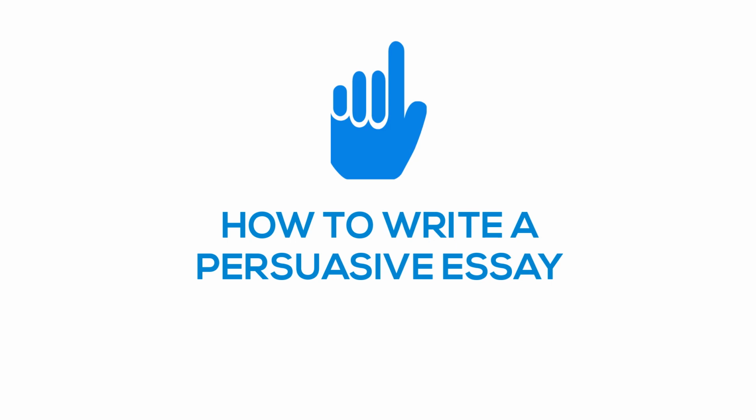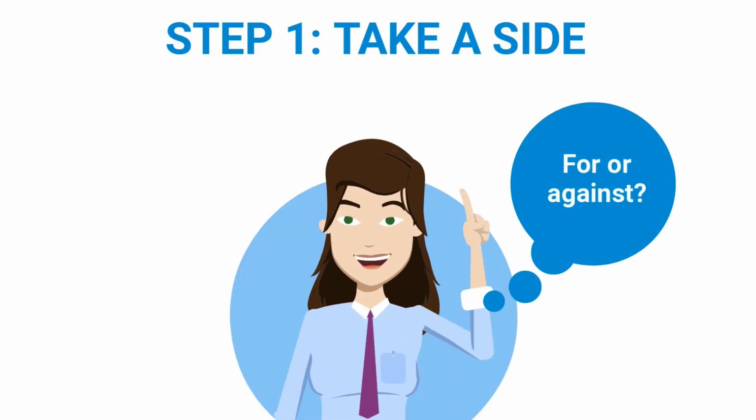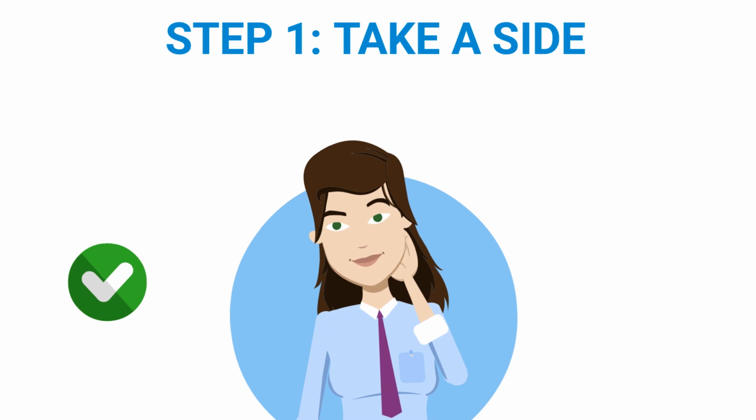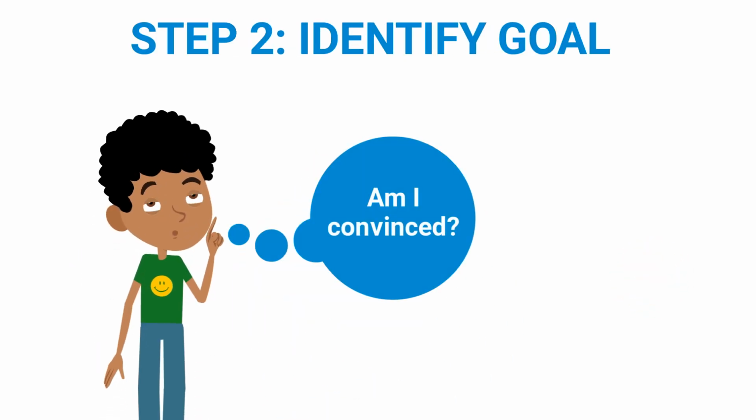Are you wondering how to write a great persuasive essay? It's easy if you follow the right steps. Start by taking a side on an issue and build a strong argument for or against it. The goal of a persuasive essay is to sway the reader to your side.